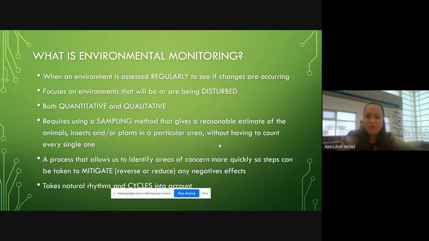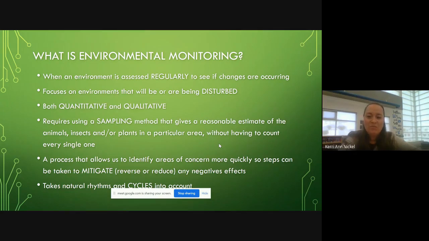Environmental monitoring involves a process that allows us to identify areas of concern more quickly. That's the benefit of environmental monitoring, because you can take steps to mitigate, which means to either reverse or reduce any negative effects. And it also takes natural rhythms and cycles into account.